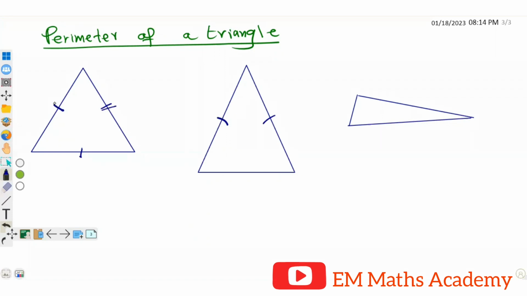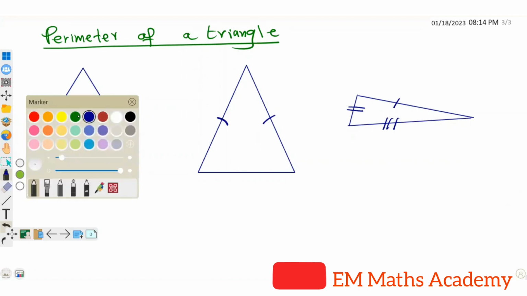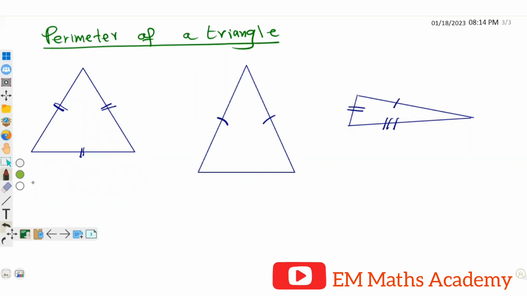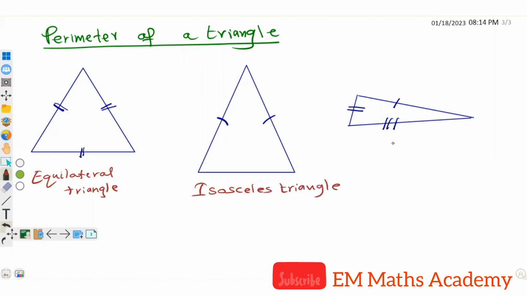Now here all are not equal, so we use different numbers of straight line segments to indicate all are not equal. So let's write down the names of these. It is better to know the names. It is an equilateral triangle. This is an isosceles triangle. And this is a scalene triangle.